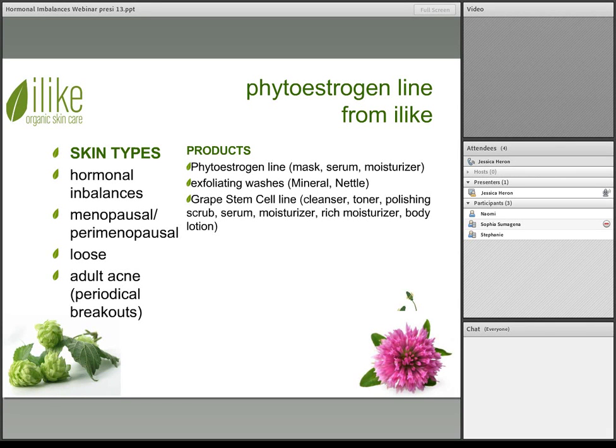And it's a full, complete line from head to toe, starting with a cleansing milk, a toner, a polishing scrub for exfoliating dead skin cells, and that has crushed ground grape seeds. Also the grape stem cell solution serum, and also our moisturizer, which is a regular texture, a rich moisturizer, and a body lotion. There should also be a mask listed here as well, a gel mask, so you might want to make note of that. The exfoliator, the polishing scrub, and the mask are weekly products that are applied once or twice a week. The other products are your daily products, a part of your daily regime.